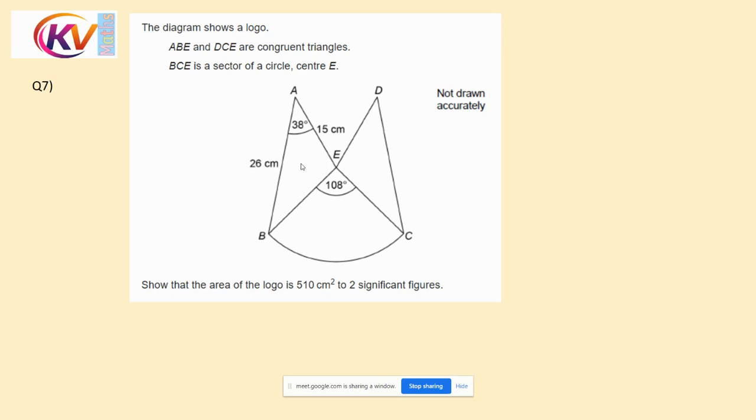BCE is a sector of a circle, okay, at this point. And what we're asked to do is show that the area of the logo is 510 centimetres squared to 2 significant figures. So we've got an awful lot of working out to do, hence I said this was the worst question. This is kind of at the top end of grade 8 into grade 9 and would be right near the back of an exam paper.